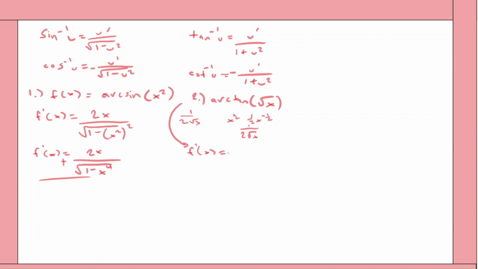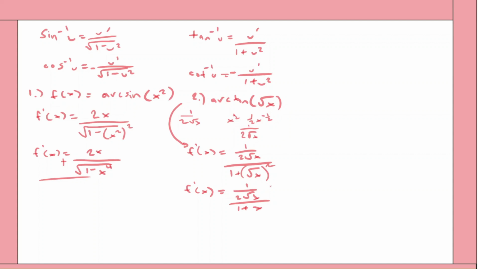So f prime of x would be the u prime, so 1 over 2 root x. Remember, this is just the derivative of the root of x. And it's going to be over 1 plus u squared. So 1 plus the square root of x squared. So you know, the root of x and the square will cancel each other out. So really this is the same thing as 1 over 2 root x over 1 plus x.